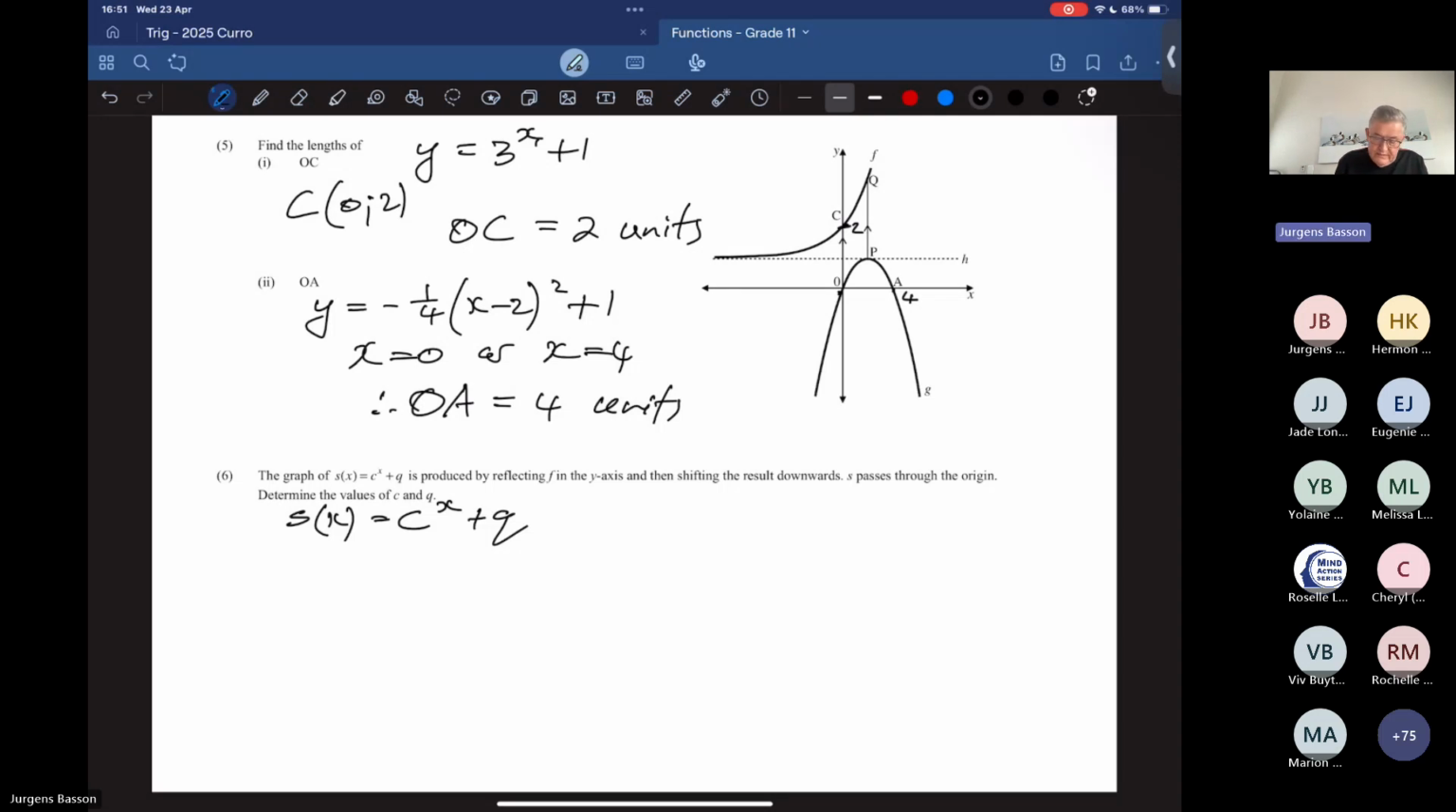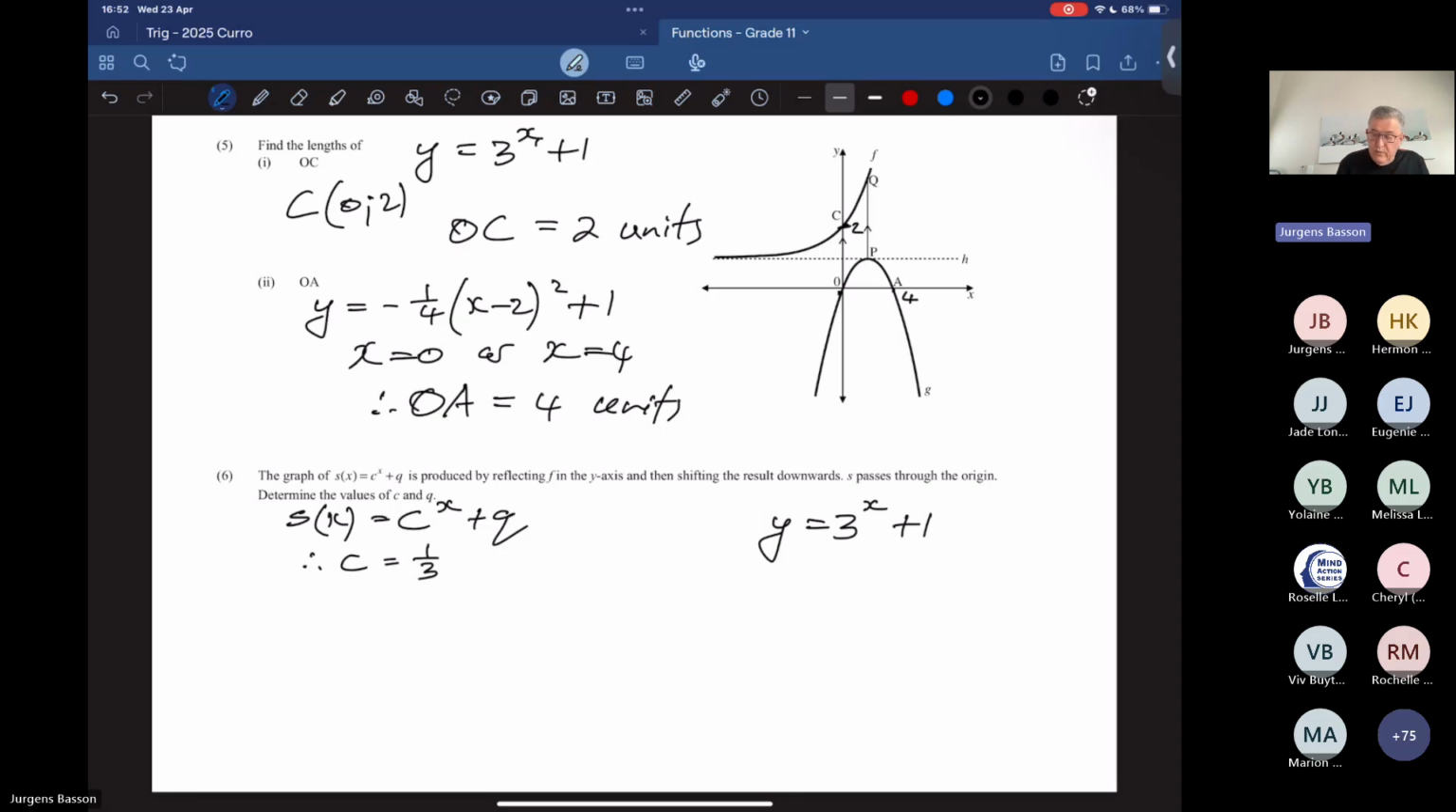All right. Now the big question is, that f function is y equal to 3 to the x plus 1. Now, ladies and gentlemen, if I reflect this f graph in the y-axis, do you agree it becomes decreasing? So that means c will be a third, because it must be decreasing. Not 3 anymore, but a third now, because it's 3 to the minus x, and this is 3 to the x.